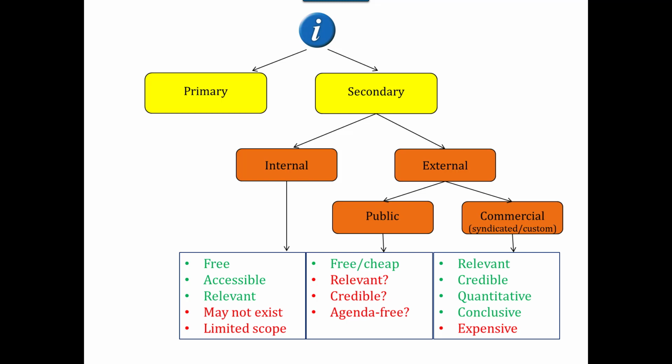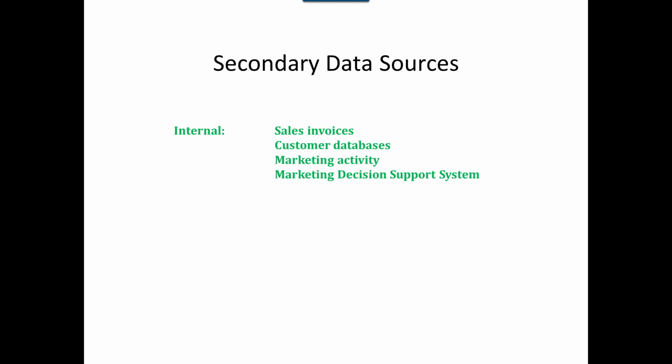So typically we tend to start with secondary data and only go to syndicated or custom data if we are unable to find the kind of information we're looking for in the public domain or in internal databases. So let's take a closer look at secondary data sources, starting with internal data.